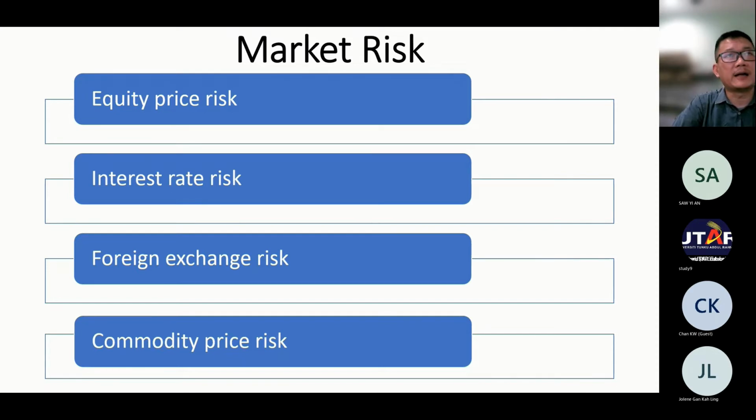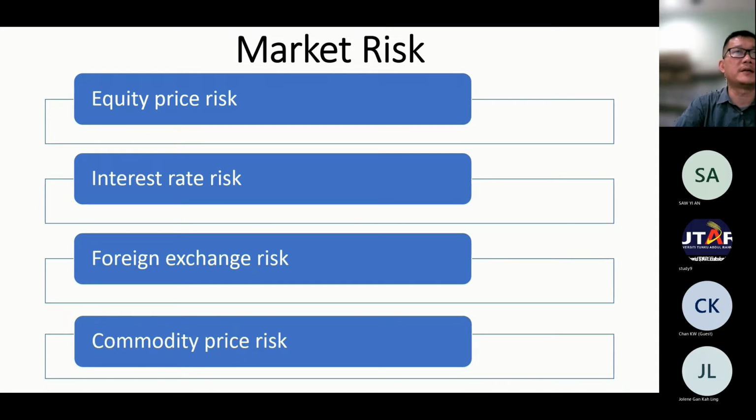Other than that, the bank sometimes, especially investment banks, underwrite some equity for corporates. At times they underwrite equity for corporates, and that part of the equity they're holding is also subject to equity price risk. In case, let's say, after the roadshow, the bank cannot market and promote all the equity to investors and still holds a portion of that equity, then they are also subject to this kind of equity price risk that comes with underwriting.